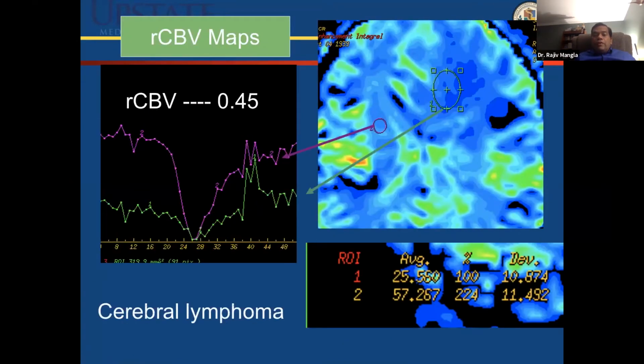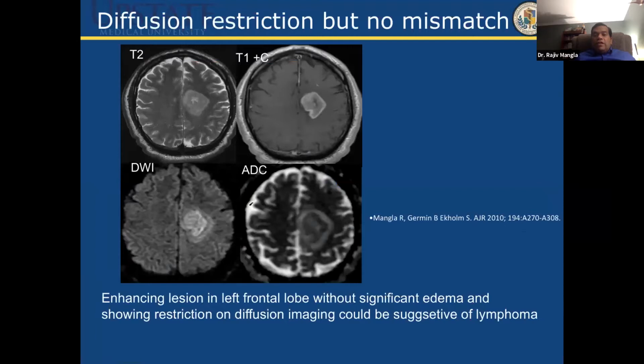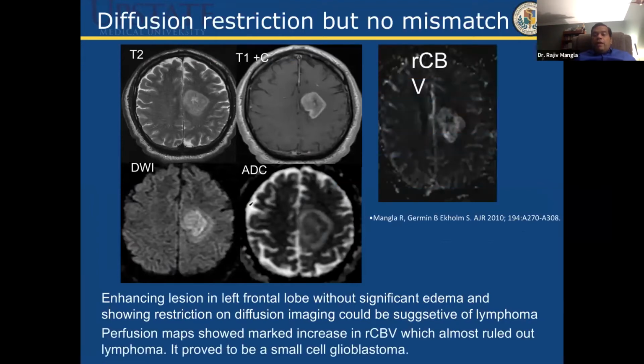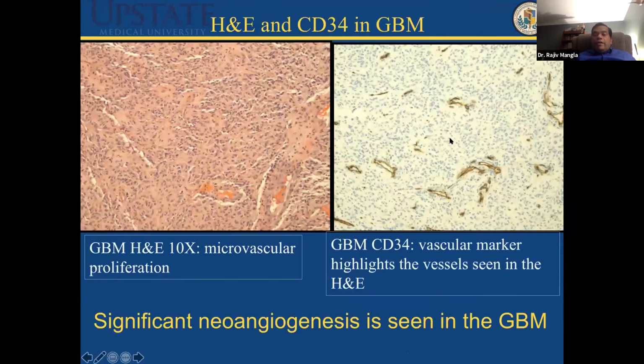So what we came out with is that there is a restricted diffusion. There is another classical finding in cases of lymphoma. In this case, this tumor, although showing restricted diffusion, had increased cerebral blood volume. So this tumor was a high grade glioma, and indeed there was significant neoangiogenesis.